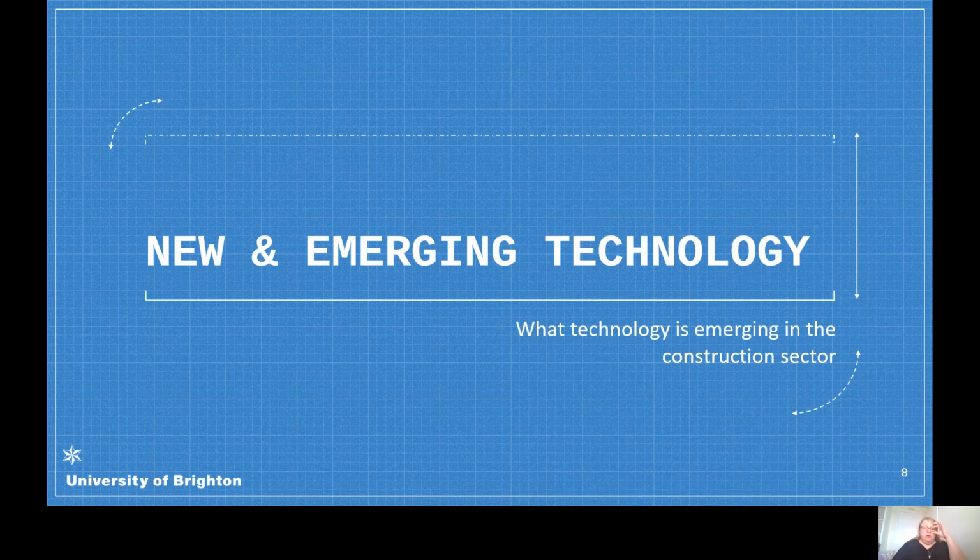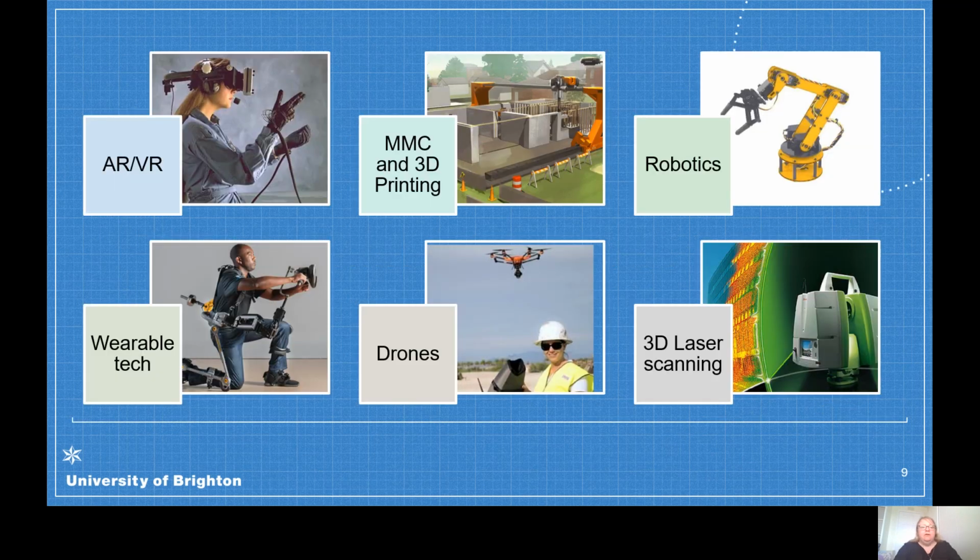So looking at some new and emerging technologies, I'm going to very briefly go through a few of the technologies that I talked about, and I'll give you a list of other ones to look at at the end if you are interested in looking at that further. We'll start off looking at augmented and virtual reality. We're also going to look at 3D laser scanning, robotics, modern methods of construction and 3D printing, drone use, and wearable technology.